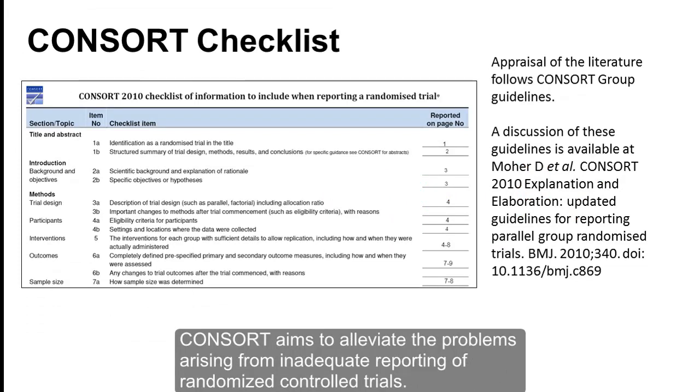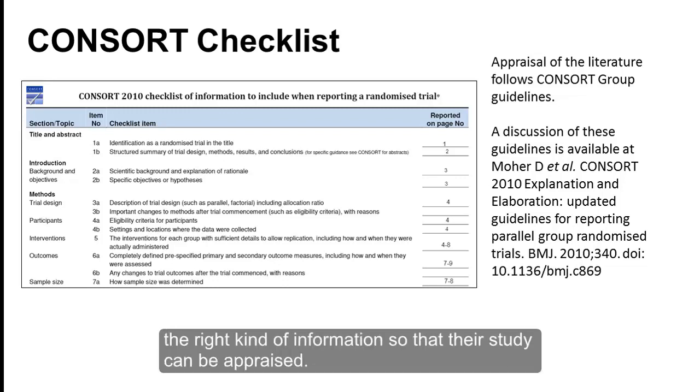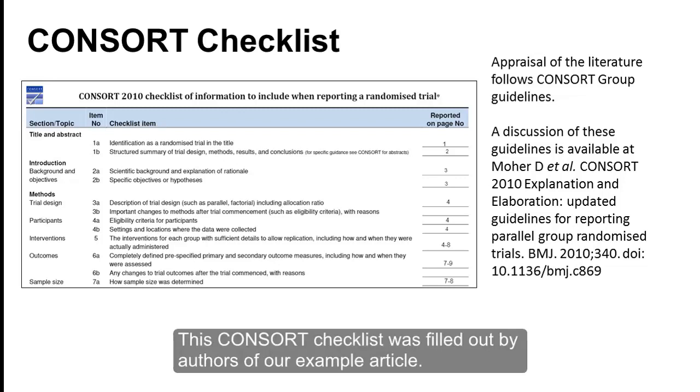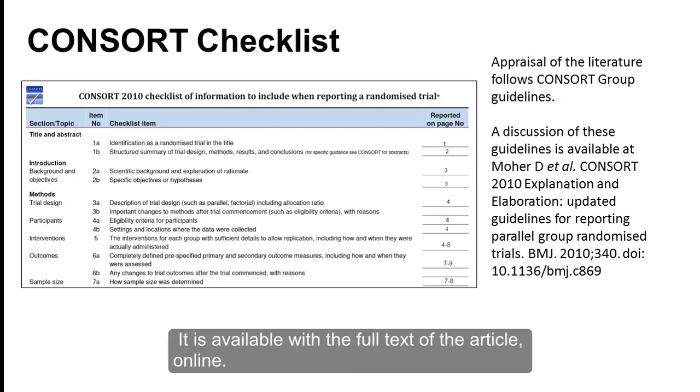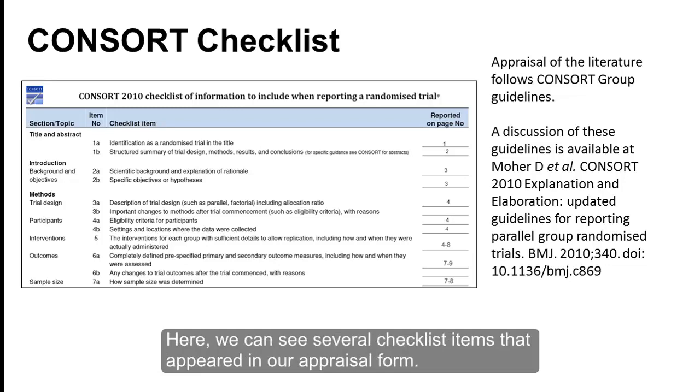CONSORT aims to alleviate the problems arising from inadequate reporting of randomized controlled trials. The checklist is used to make sure that authors reporting on trials do report the right kind of information so that their study can be appraised. This CONSORT checklist was filled out by authors of our example article. It is available with the full text of the article online. You may see this CONSORT guidelines chart included within other published articles. Here we can see several checklist items that appeared in our appraisal form.